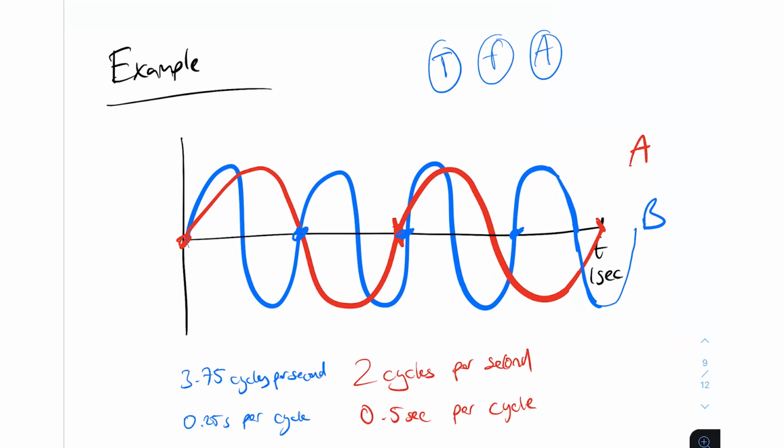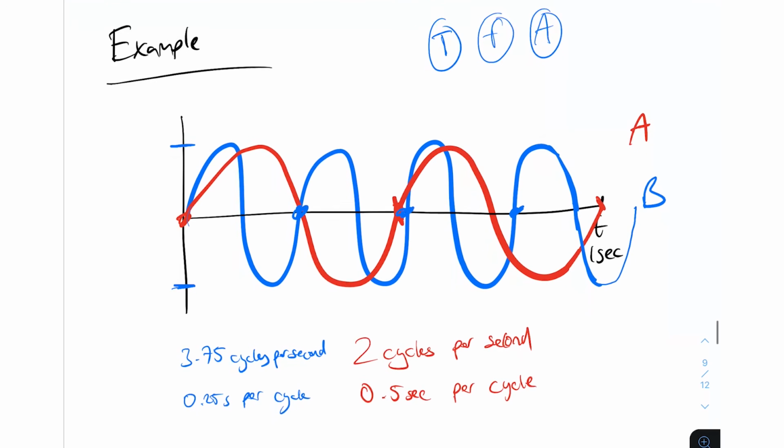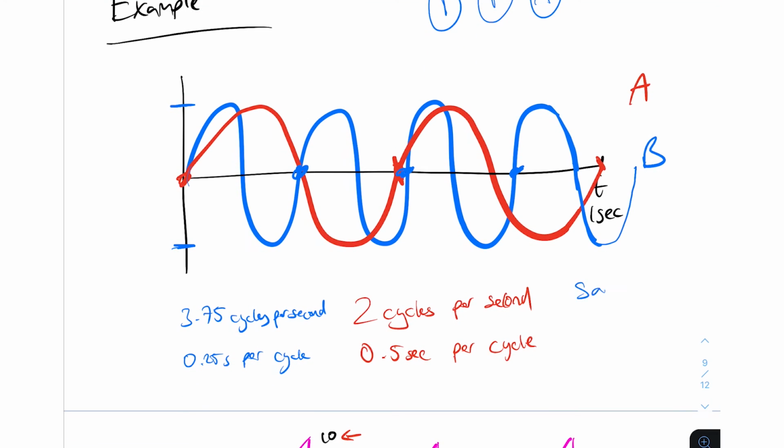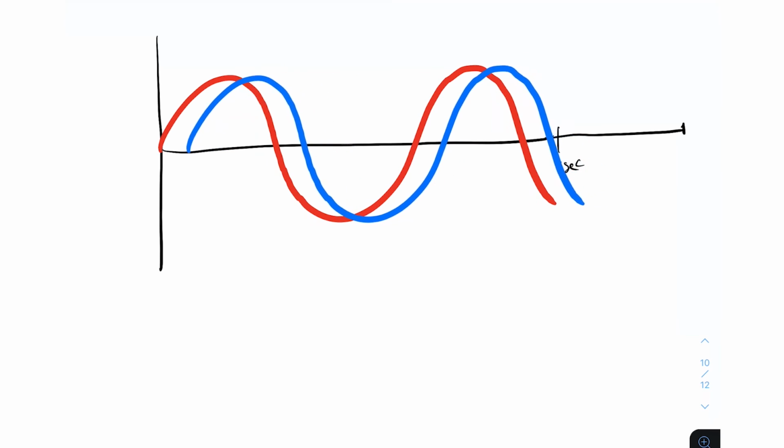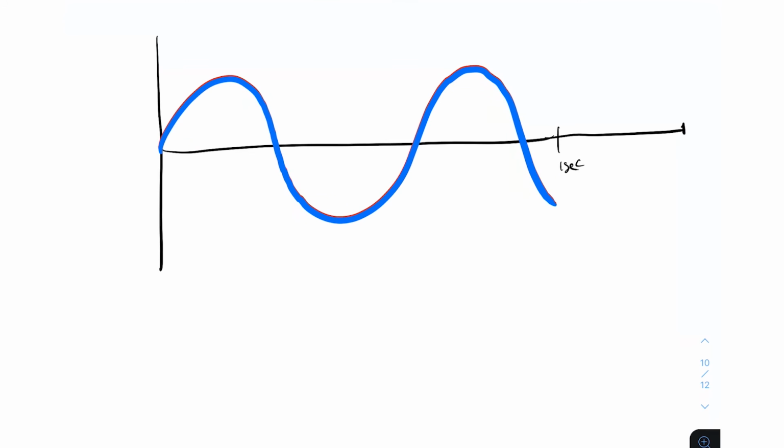Now in terms of amplitude, I didn't put anything on the axis, but it doesn't matter. You can see that they both rise and fall to the same level. So they both have the same amplitude. Cool. All right, so this might be a little bit more tricky, but hopefully you can see that these two waveforms are exactly the same. I'll show you. You see that? They're exactly the same.